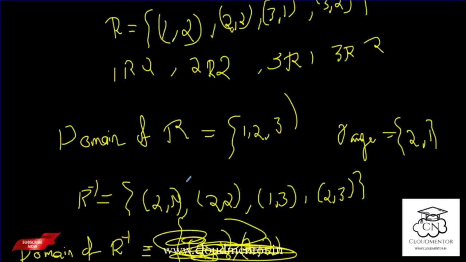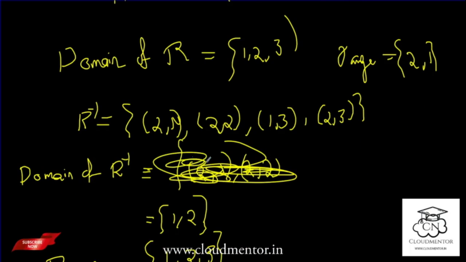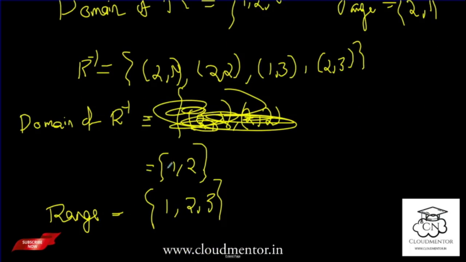So that's the opposite to the domain and range of the relation R. The inverse is just opposite. That is, range will be set 1, 2, 3.